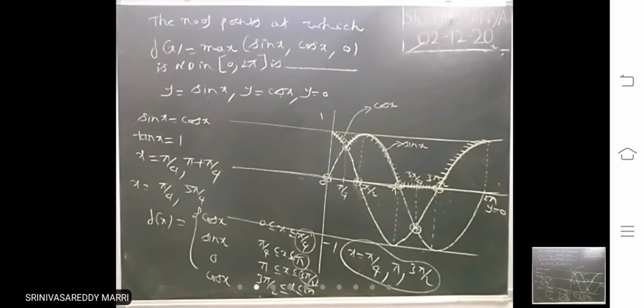Like that from the graph. Given f of x equal to minimum of x comma x square when x is less than 1, and minimum of 2x minus 1 comma x square when x is greater than or equal to 1. The number of points at which f of x is not differentiable is dash.